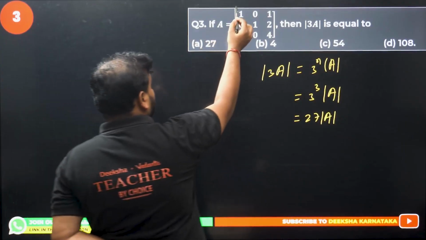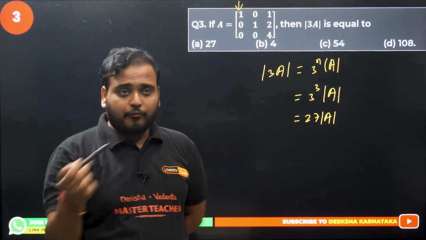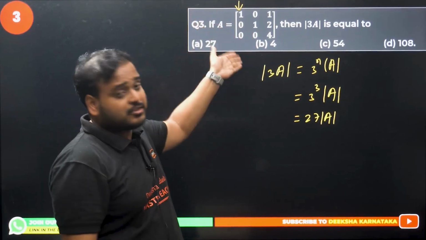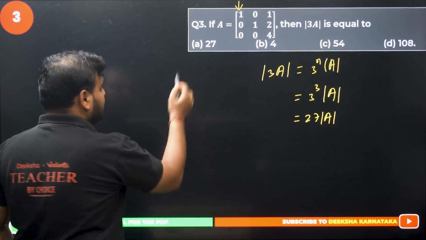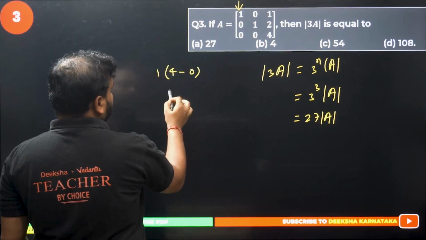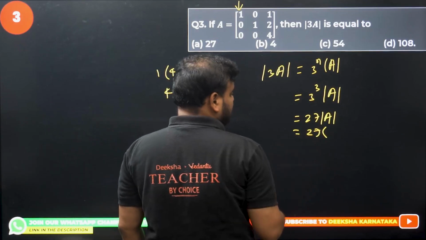Check this out. I can find across my first column. Why is that? Because of course number of term which is 0 is higher in the first column. So let's find across the first element. We'll have 1 times of 4 into 1 is 4 minus 0. Answer is simply 4. Put it here. You get 27 times of 4.